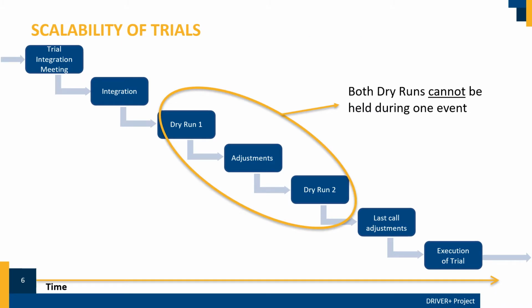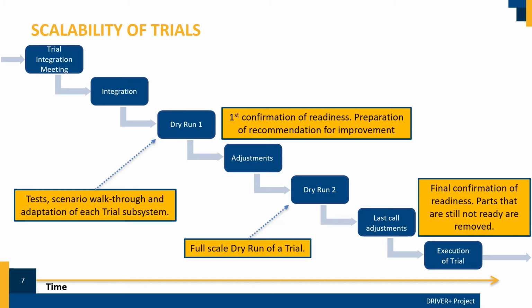So why actually conduct 2 dry runs? Can't they be merged? Because their objectives differ in the core, they should never be merged. Dry Run 1 is a technical readiness check and a full run-through of the scenario. Thereafter, you can still make adjustments. After all necessary adjustments, Dry Run 2 serves as a final confirmation of readiness.